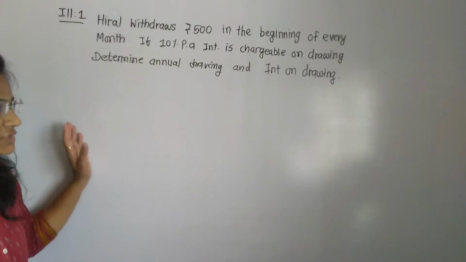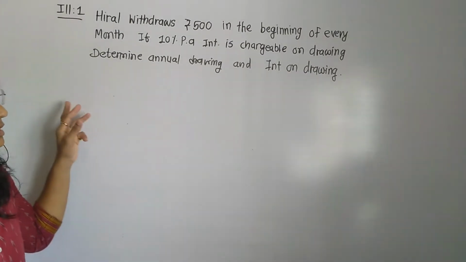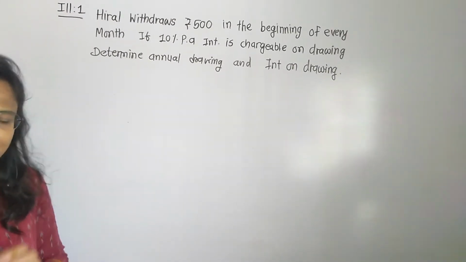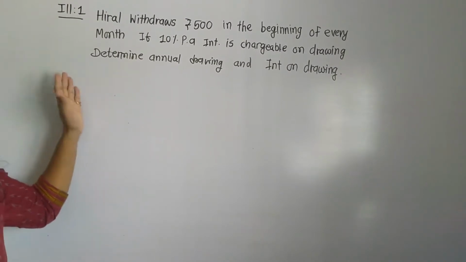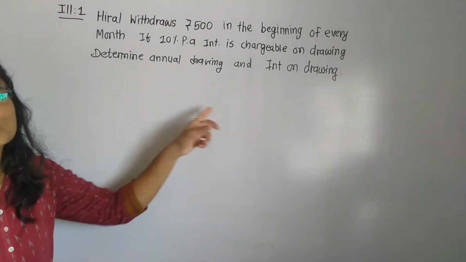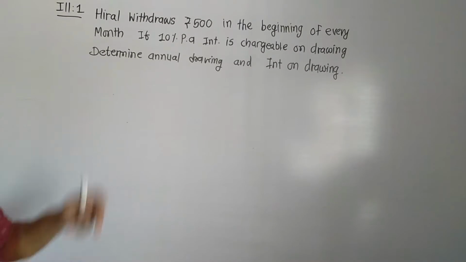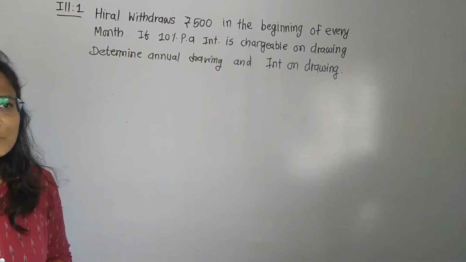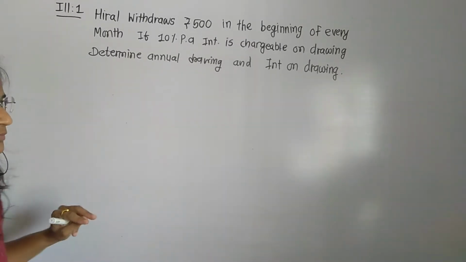Today we see a short sum from chapter number 1. One 3-mark sum is asked in board in section C. Textbook illustration number 1. This illustration is related with drawing. Before starting it, I want to give you some basic detail and information on how you calculate such kind of sum.